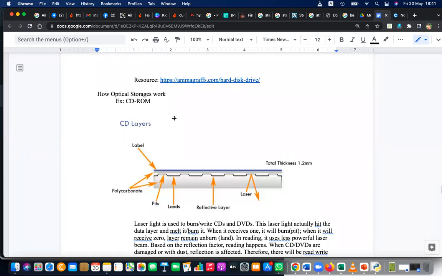Solid state means solid. No moving components. Okay, let's see about the magnetic and optical technology quickly.